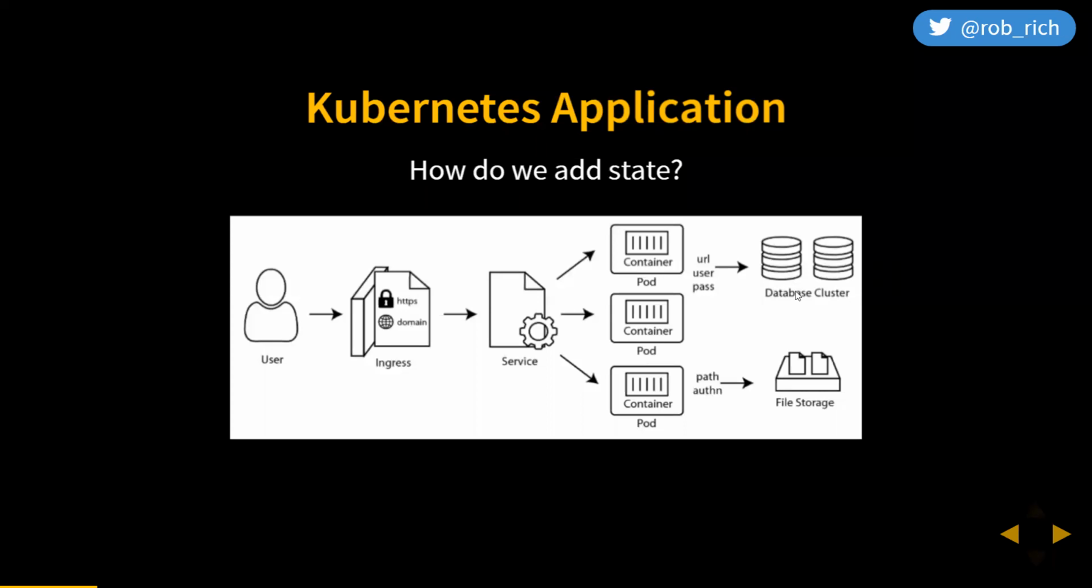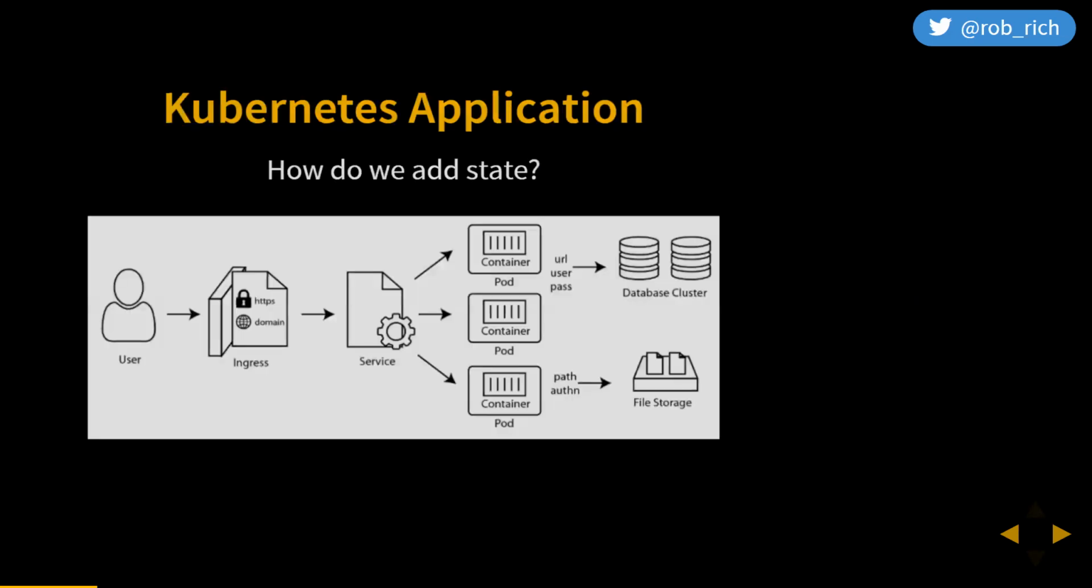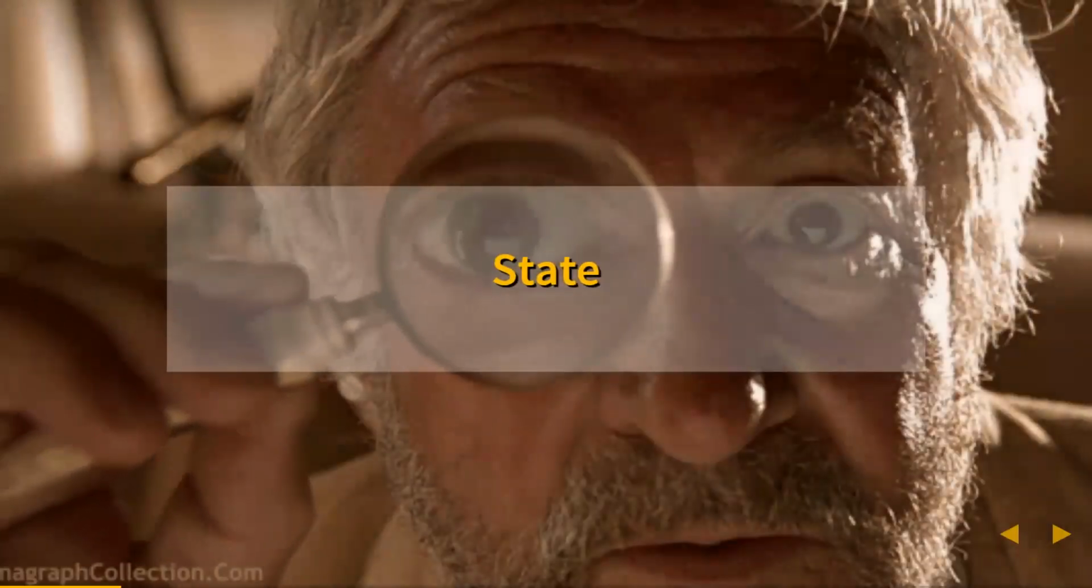So we can see that our application is a lot more than just a simple ingress to service to pods that wrap containers. We've got more moving pieces. Let's talk today about how we get the rest of this content into Kubernetes. So let's talk about state.